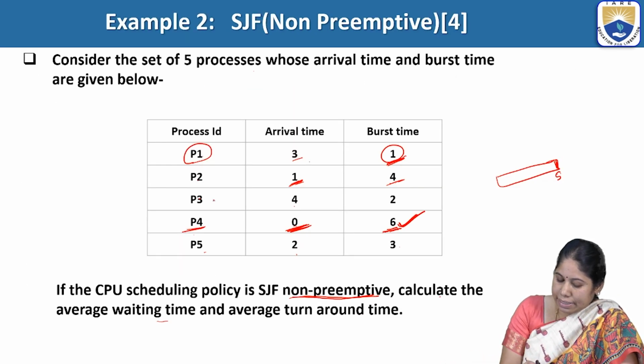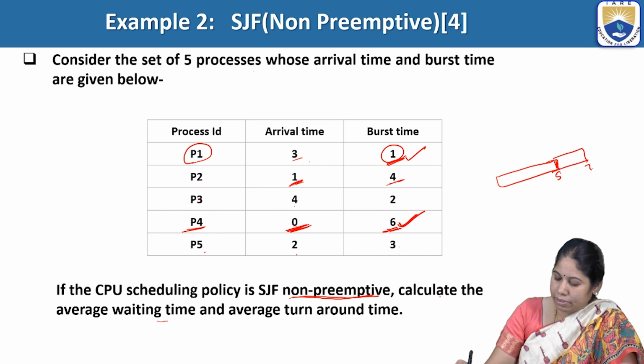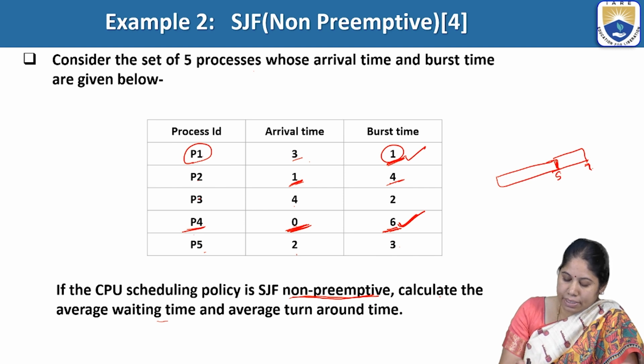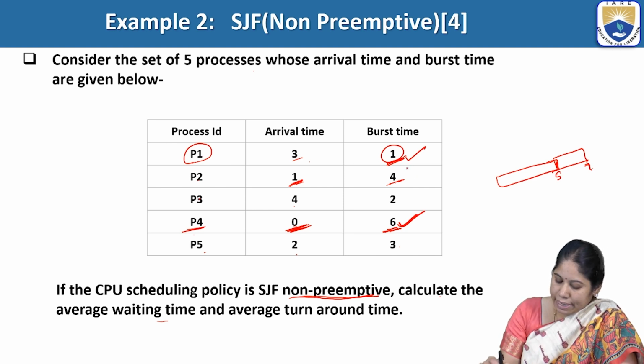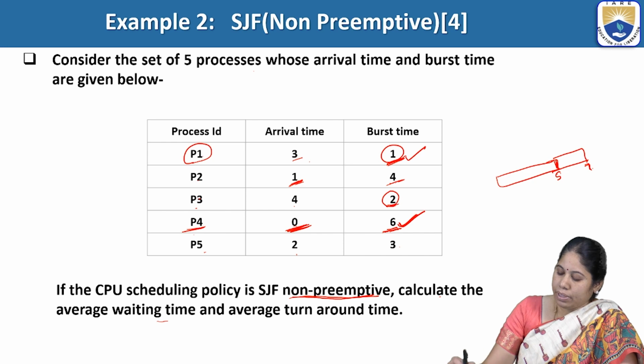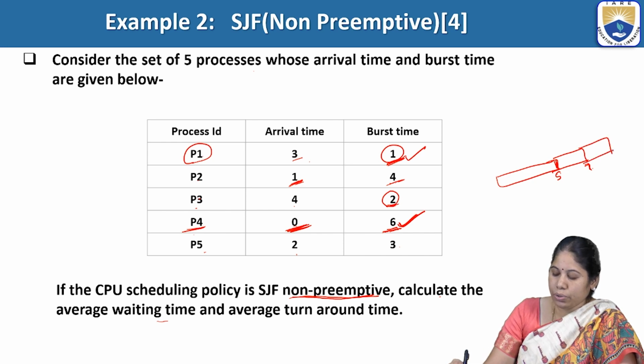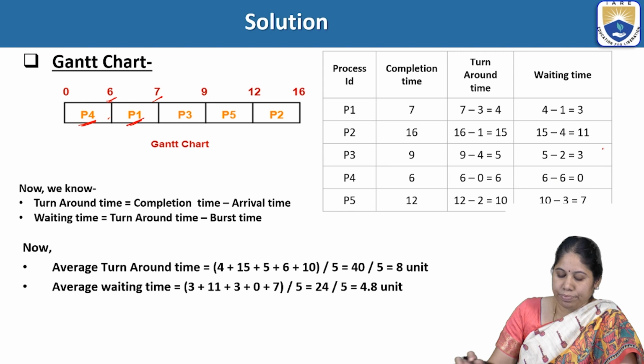Now P1 has also completed, and the time is 7. Look at which process has the next smallest burst time. P3 has the smallest burst time. Then 7 plus 2 is 9.